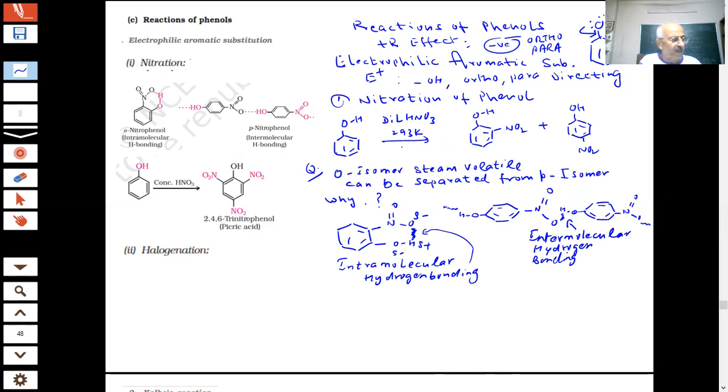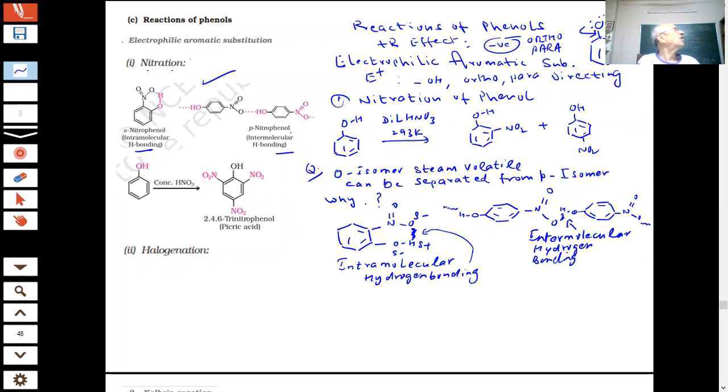And this question has been asked in the paper: which is steam volatile, which is more volatile, and how do you separate them? Since one is more volatile than the other, there is a boiling point difference, so they can be easily separated from each other. In orthonitrophenol, there is intramolecular hydrogen bonding. In paranitrophenol, there is intermolecular. Here we have shown the difference between intra and inter hydrogen bonding.